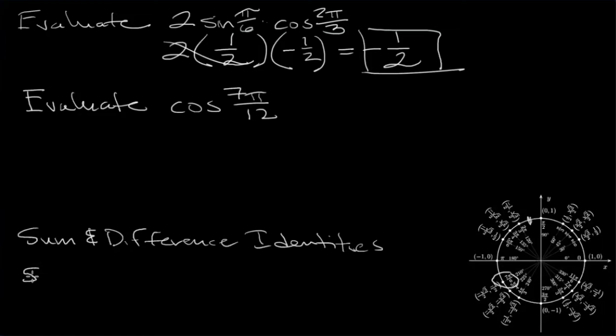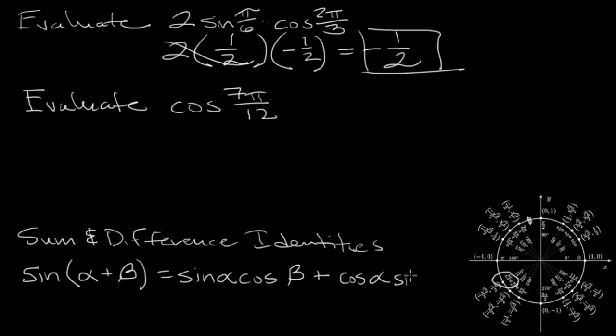So for sine, turns out that you can find the sine of 2 angles added together by calculating the sine of the first angle times the cosine of the second angle, and adding to that the cosine of the first angle times the sine of the second angle. So it's a special relationship that you can actually prove using geometry.